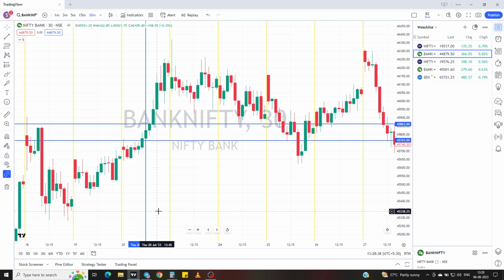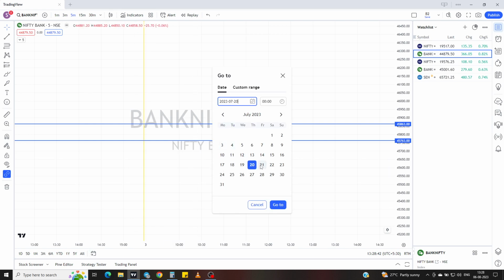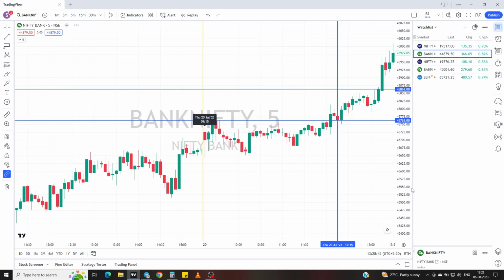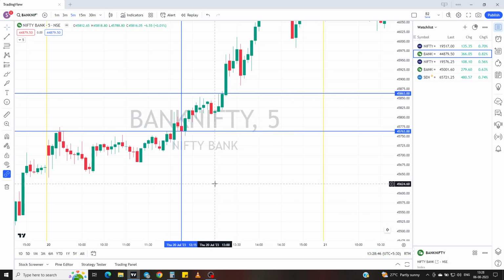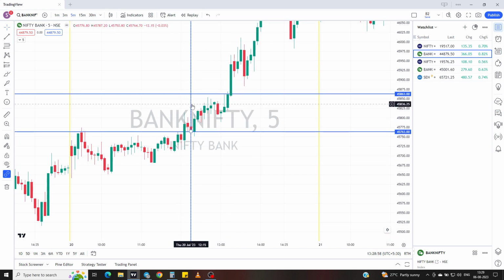Okay, I'll change the time frame to 5 minutes. Let's go to 20th, not 23rd, 20th, sorry. Okay, see this is the levels where we have drawn. So until this time the entry is not triggered. Okay, only from the horizontal line here is our entry valid.